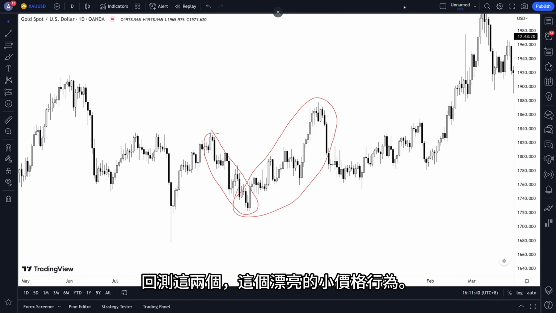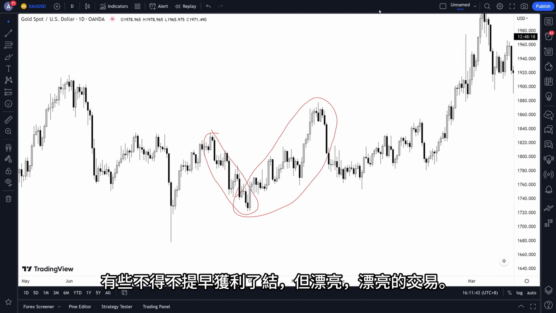Beautiful price action. I took everything. It's fantastic, beautiful. Had to take profit a bit early on some of them, but beautiful, beautiful trades.